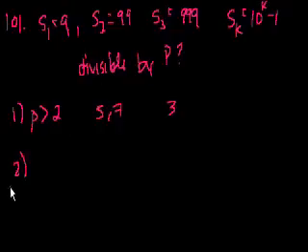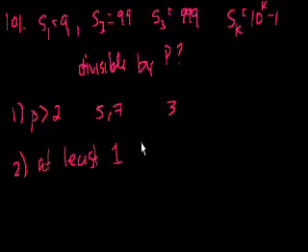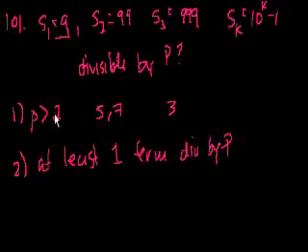Statement 2. At least one term in the sequence S is divisible by p. At least one term divisible by p. If we knew that it was this term, if we knew that the first term was divisible by p, we would be all set, right? But we don't know whether it's just the first term.